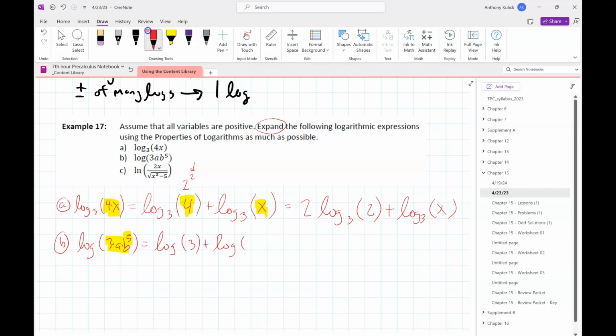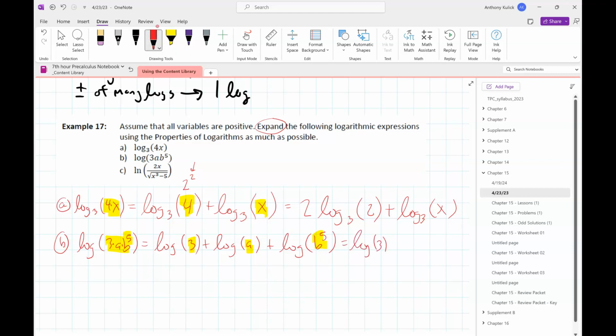So when I apply those 2 product properties, I can rewrite that as log of 3 plus log of a plus log of b. Now if I look inside each of these logarithms, I'm looking for a power property. 3, no power property there. A, no power property there. B to the 5th, that's a power property.